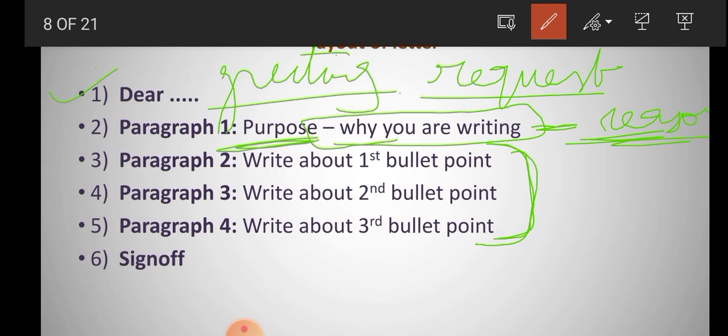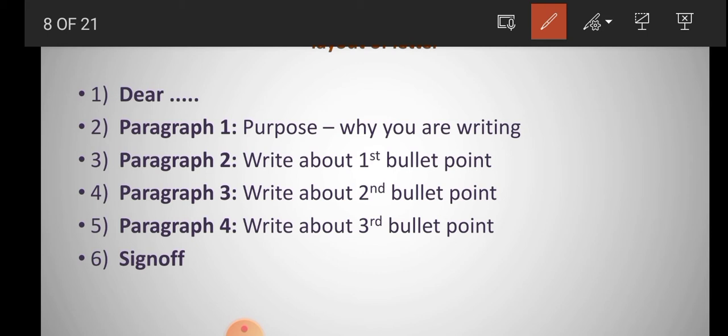Then the other 3 paragraphs should be associated with the bullet points. In the IELTS letter there are 3 bullet points which one needs to cover. So the first paragraph for the first bullet point, in the next paragraph one needs to explain the next bullet point, and the third bullet point for the third paragraph. This is not a hard and fast rule. One can merge 2 points or one can club these points. It depends upon the writer, it depends on person to person, but it is important to explain all the bullet points. After this, sign off. Sign off means the ending.